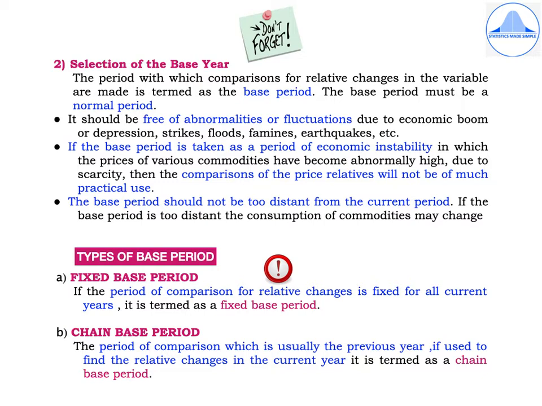So overall, the second step in the construction of price index number is an important one, where we have discussed the selection of the base year and why the base year should be a normal one, and we have also learned the different types of base period, that is a fixed base period and the chain base period.